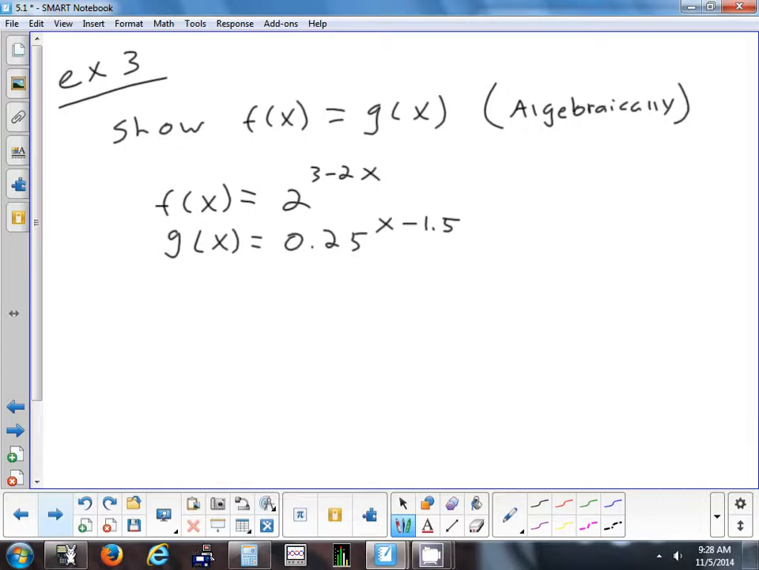Where that might come in handy is on the test if you get a certain answer and it doesn't match my answer, if it's a multiple choice. We might have the same answer, but yours is written differently. I'm going to start off with f of x. You can take either one of these and try to change it into the other. I think it's easier to start with f of x.